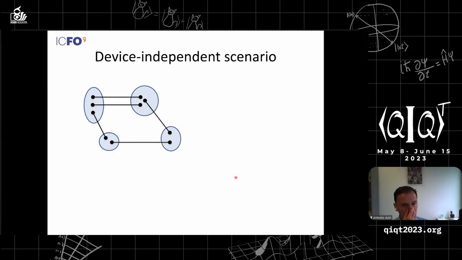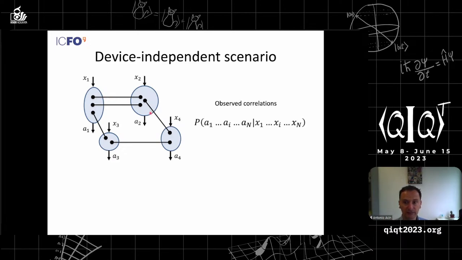In what I'm going to tell you about, what we do in my group, we do it from a device-dependent perspective. Here again, there is a network and there is a realization of this network with these entangled states, and you make some measurements and you collect some outputs. This generates a given statistics that we call correlation. So you have the probability of seeing outputs A1, A2, A3, A4, up to AN when you use inputs X1, X2, X3, X4, up to XN. This is the object we are going to deal with. Again, there are different variants of this problem.